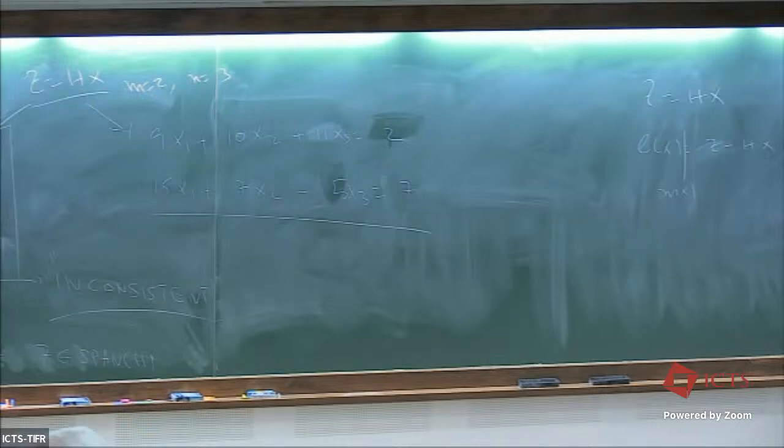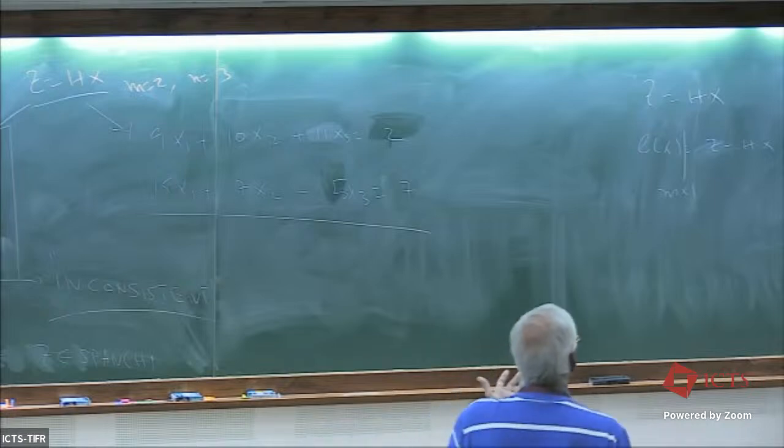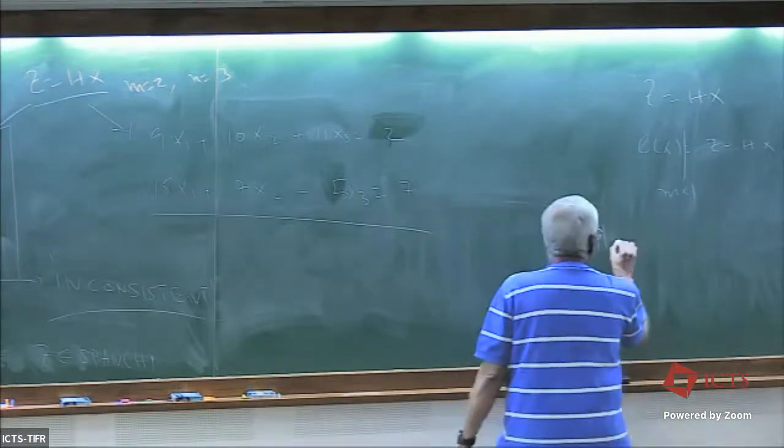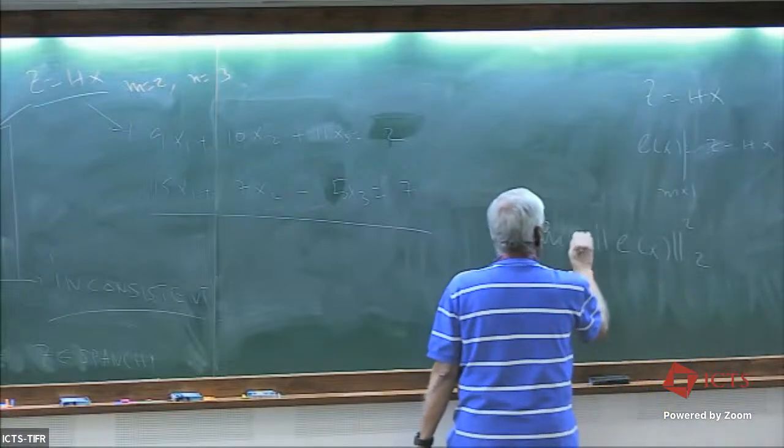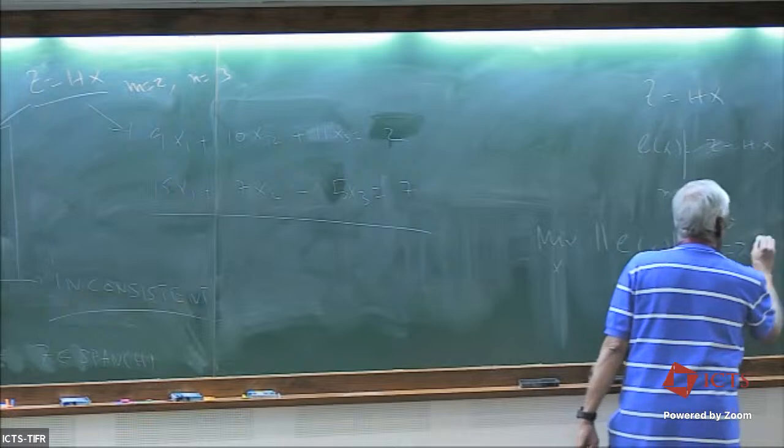Okay, so let's come in here now. Solution means E of x must be 0. If there is no solution, I would like to find an x for which E of x will have the shortest length. What does the shortest length mean? I want to minimize the square of the norm of that with respect to x. And that's the least square problem.